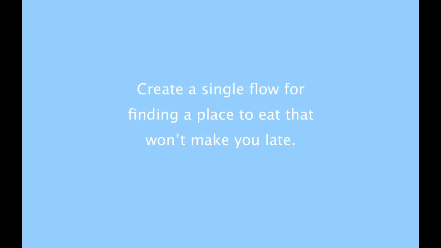Our solution creates a single flow for finding a place to eat that won't make you late. Dinestination abstracts away the current search process. By simply entering the destination you're headed to and the time you need to be there, our app suggests restaurants to eat at along the way that will get you to your destination on time. We realize this goal by running an algorithm on data queried from Yelp, Google Places, and Mapbox APIs. Customizability is also seamlessly integrated into the workflow for users who want to filter the types of restaurants suggested.